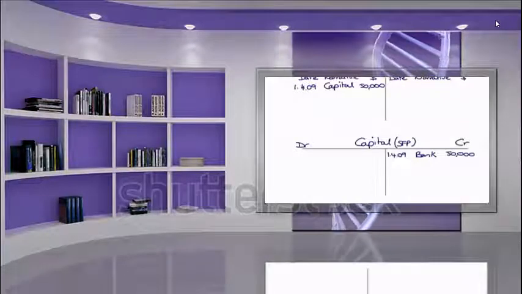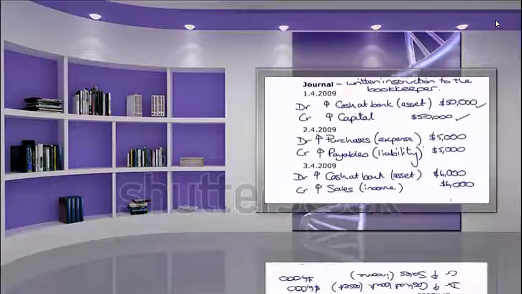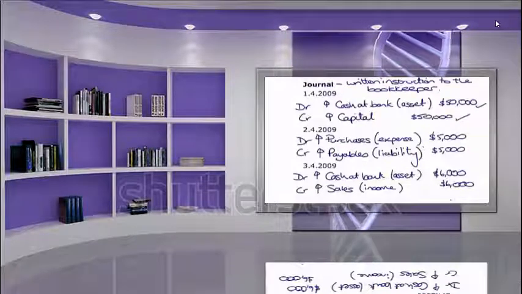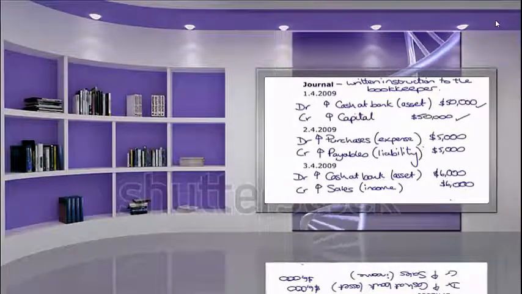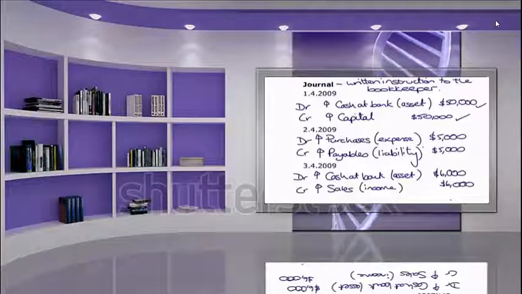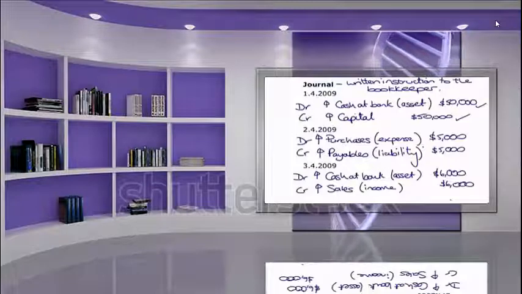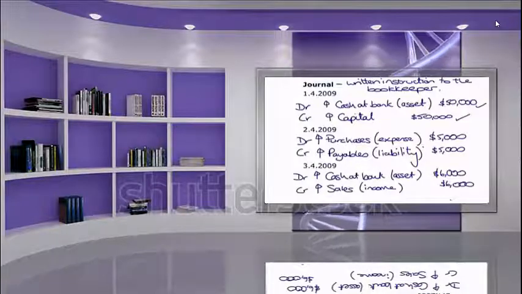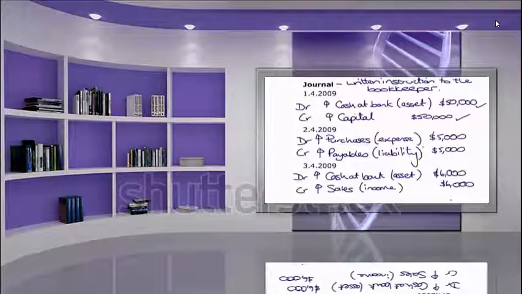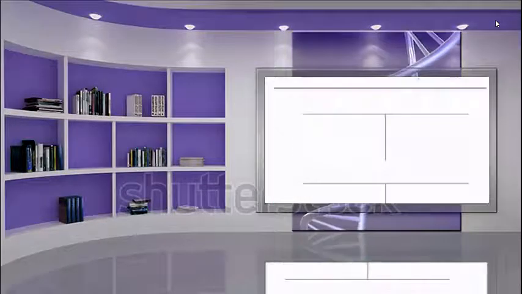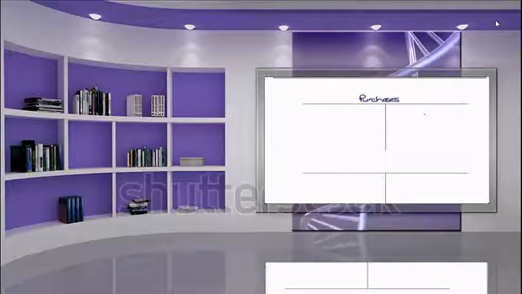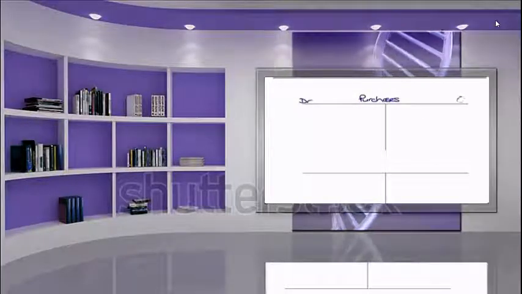So with transaction number 2 in our journal, we said that we were going to debit purchases and credit our payables liability. 2 new accounts. Therefore, for each account, we need to open up a ledger account for it. So let's do that then. Moving on then to another blank ledger account. Name of the account, we're going to do purchases. And we're going to have a debit and a credit side.